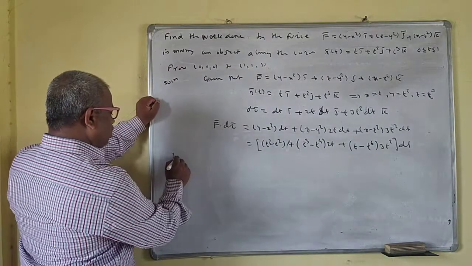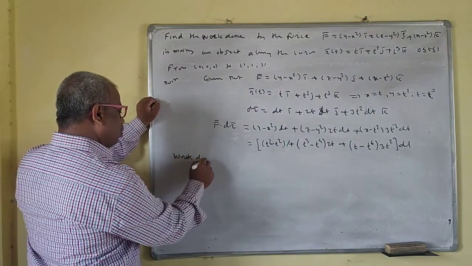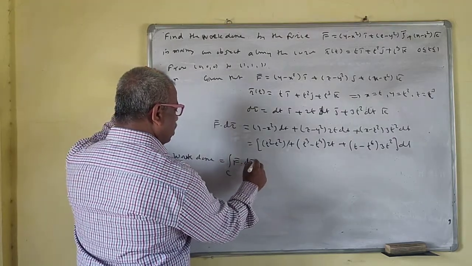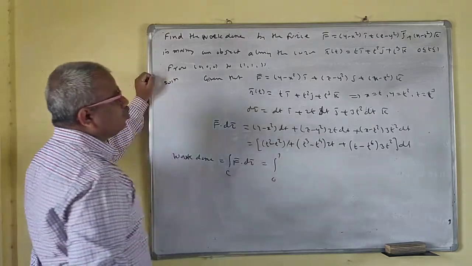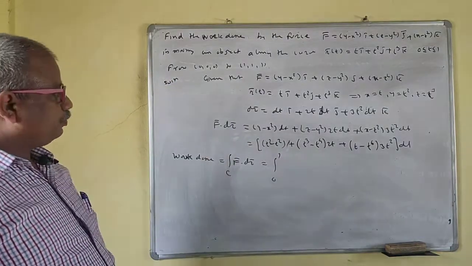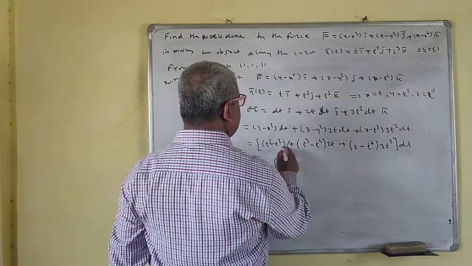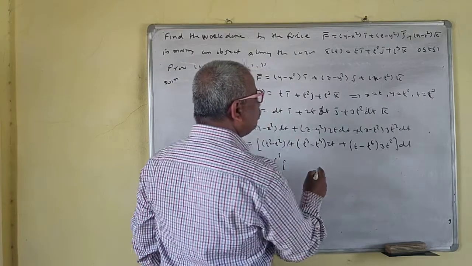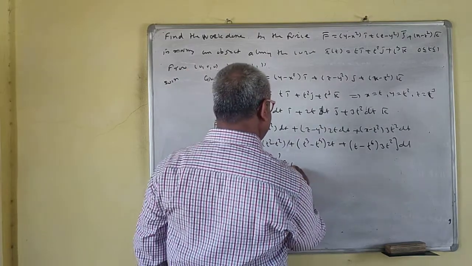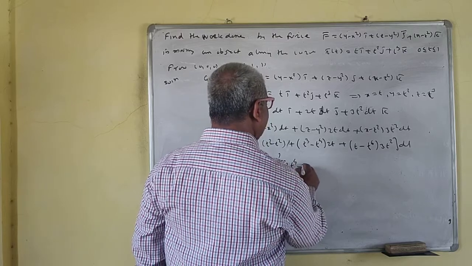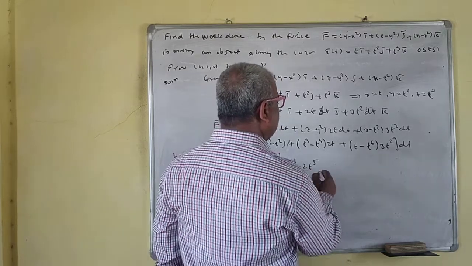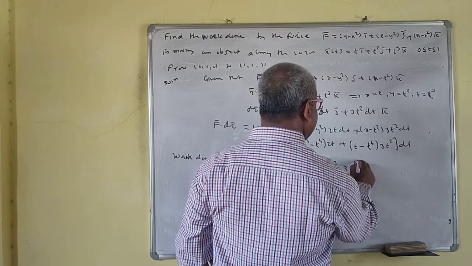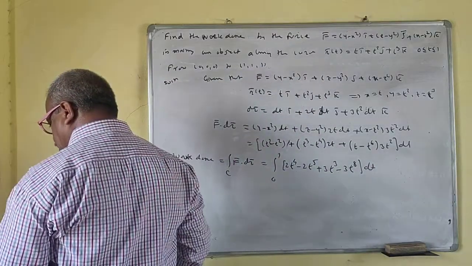So now work done is equal to the integral over C of f bar dot dr bar, which is the integration from 0 to 1. Now this gets cancelled, so we'll simplify this. This is the integral from 0 to 1 of (2t raised to 4 minus 2t raised to 5 plus 3t square minus 3t raised to 8) dt.